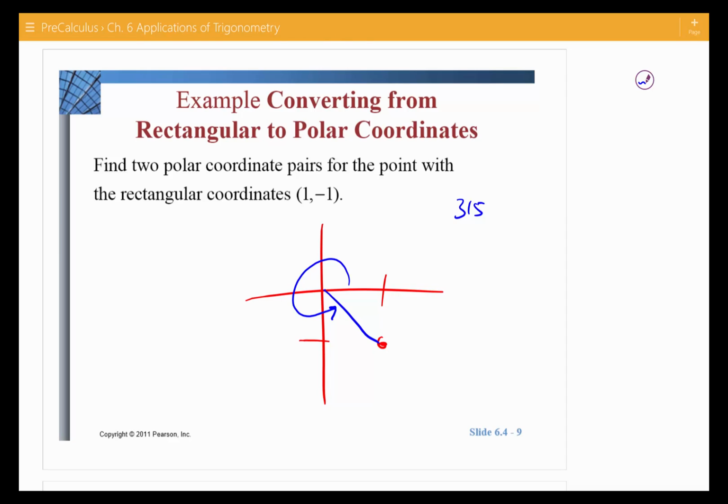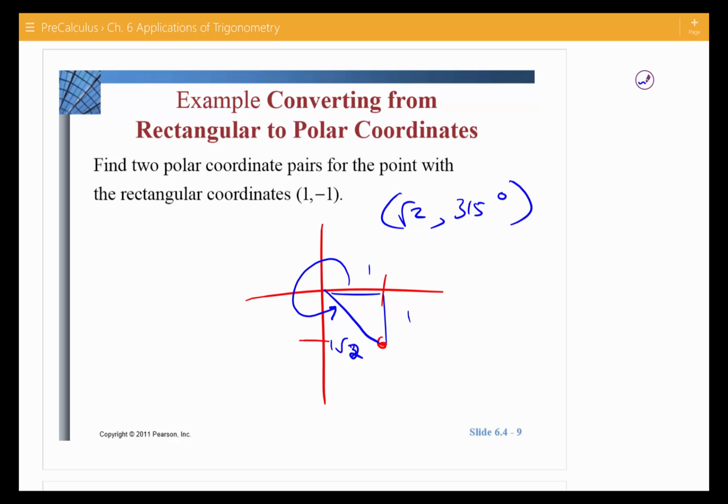Now if you look at this as a special right triangle, this is 1, 1, and this has to be square root of 2, if you use your special right triangles for your 45, 45, 90. So basically that means that my answer is square root of 2 comma 315 degrees in polar coordinates.